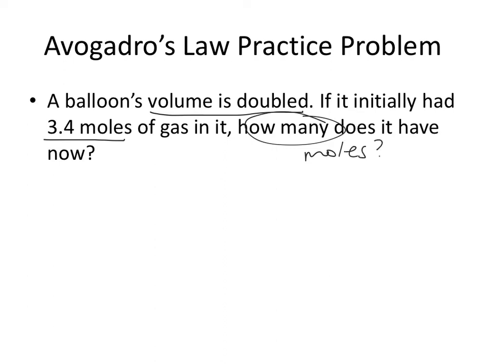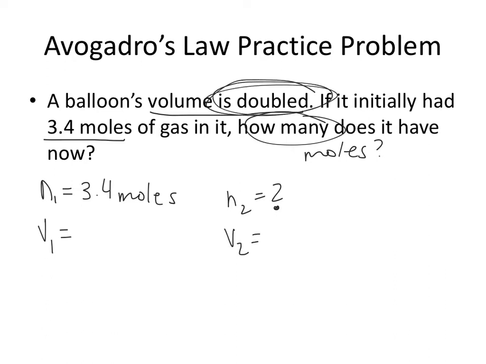So if we list all of the stuff we know, our N1 is 3.4 moles, and we're looking for N2. And now with identifying our volume, so our V1 and V2, we're told that it doubled. We don't have any actual values for this, but double just means 2 times what it changed to. So we could pick any values, but the easiest values to pick are 1 and 2. That's clearly a doubling in volume.